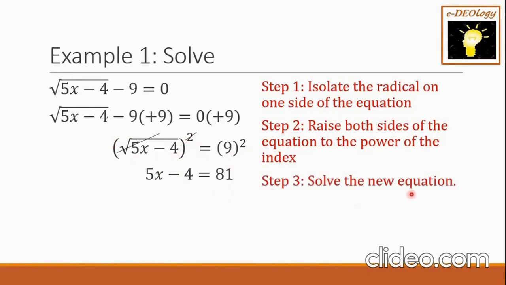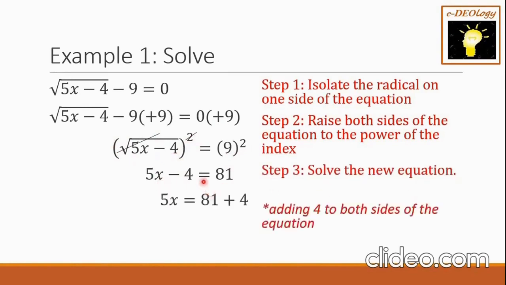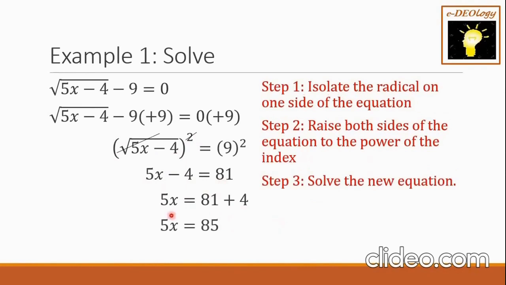Solve the new equation. We're going to solve for x. We're going to add 4 to both sides of the equation. On the left side, the negative 4 will be cancelled out. And on the right side, the plus 4 will be reflected. Now we have 5x equals 85. And we want to get the value of x. Let us divide both sides by 5.